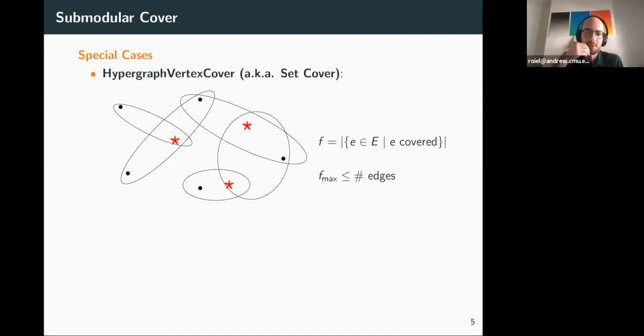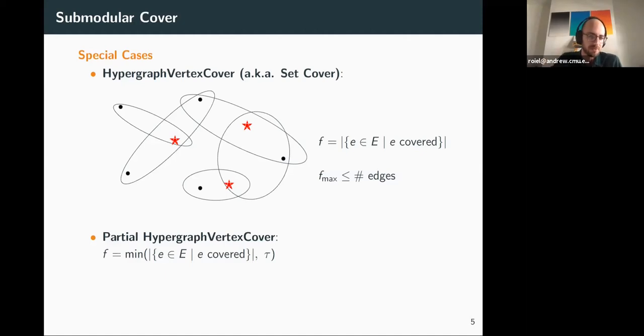Now, if you know something about approximation algorithms for hypergraph vertex cover, you may have heard that the greedy algorithm gives a log n approximation, where n is the number of these edges, and that this is the best you can possibly do. And indeed, f max, which recall is the max number of edges that any one vertex can cover, is at most the number of edges. And so Wolsey's algorithm and analysis generalize the log n guarantee for set cover.